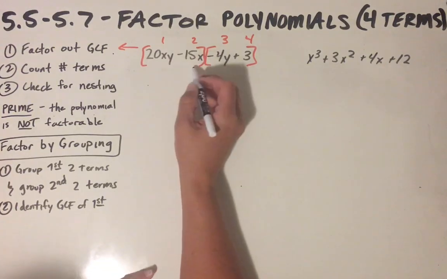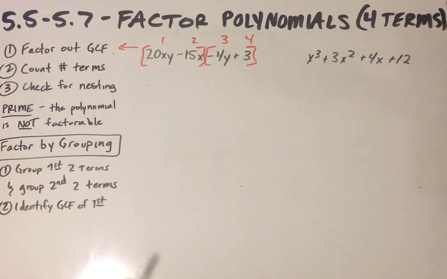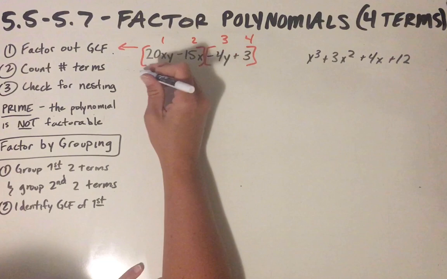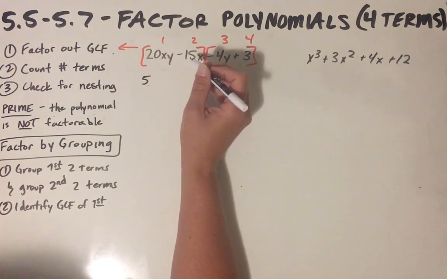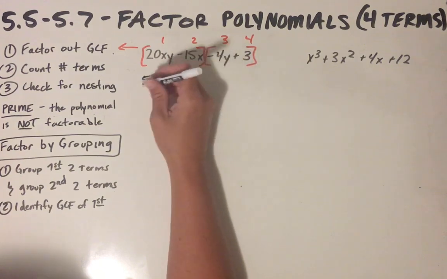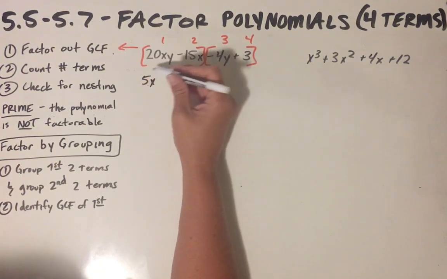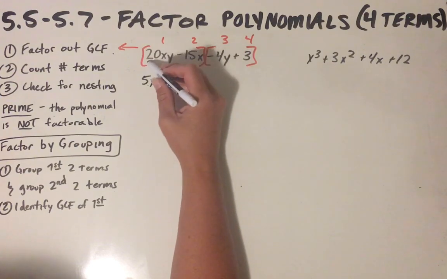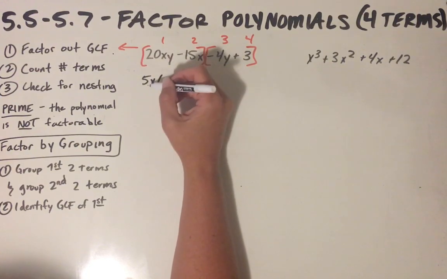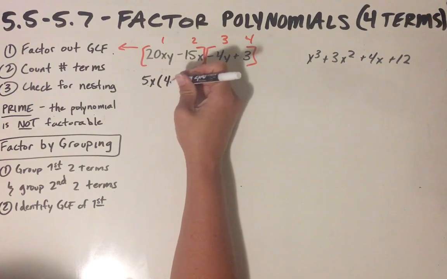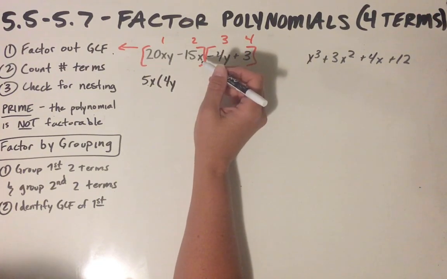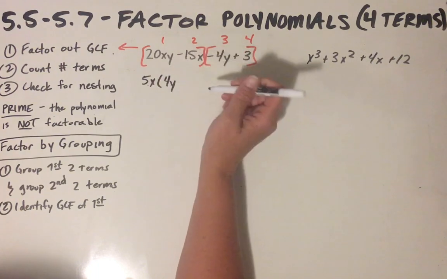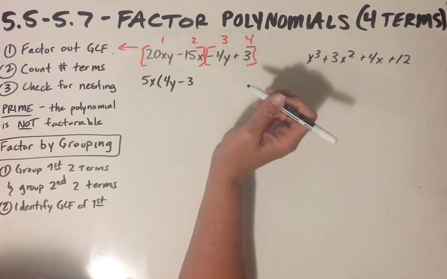Looking at just the first two terms, the greatest common factor is going to be 5. That'll go evenly into 20 and 15. And there's also an x that they share. Remember that when we factor out the GCF, I need to say what's left. When I divide 20xy by 5x, I'm going to get 4y. When I divide negative 15x by 5x, I'm going to get negative 3.